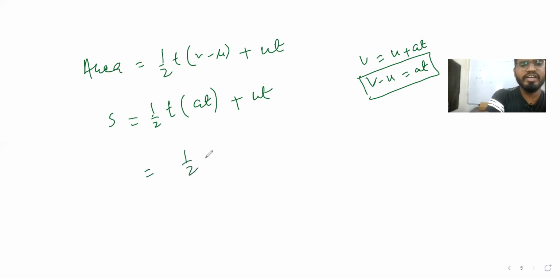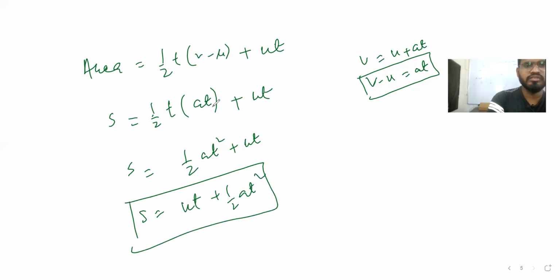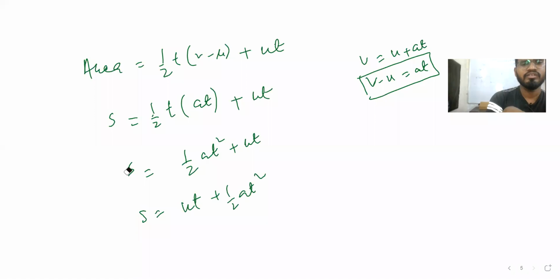So half AT square plus UT. So S is equal to UT plus half AT square. Finished. That is what we want to find. Hope you guys got it. Right?